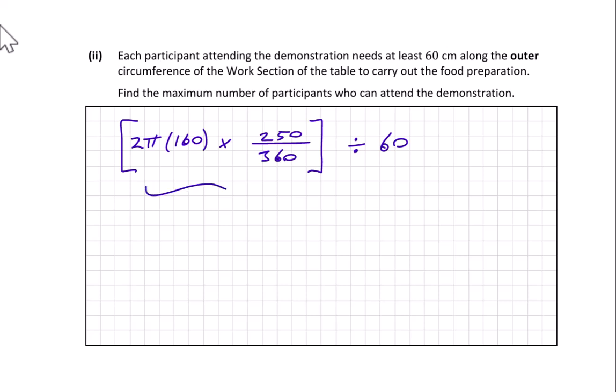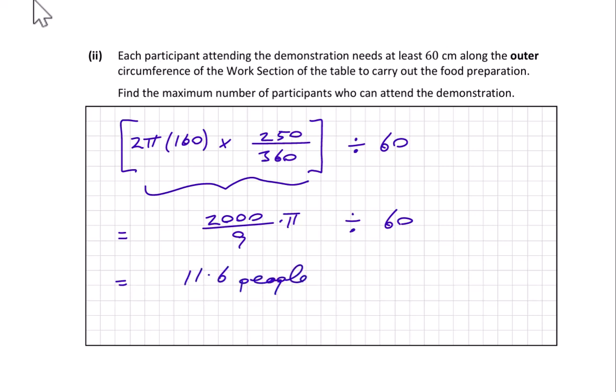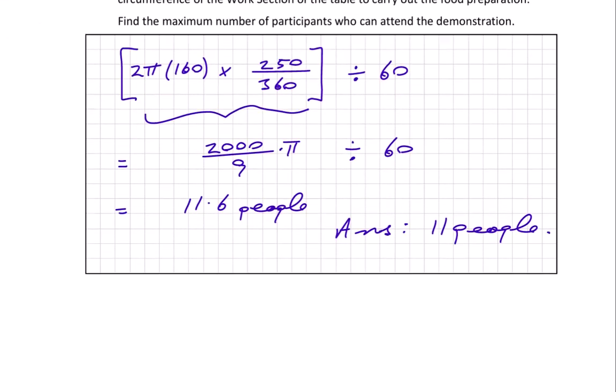So let's work all of this out then. If you work out this bit here, you should get 2000 over 9 pi. We've got to divide that by 60, so that's multiplied by pi there. Again, it's just calculator work, you should get 11.6 people. But of course, you can't have 11.6 people. So the answer would be just 11 people. That's it for this question. Okay, so let's look at the next question.